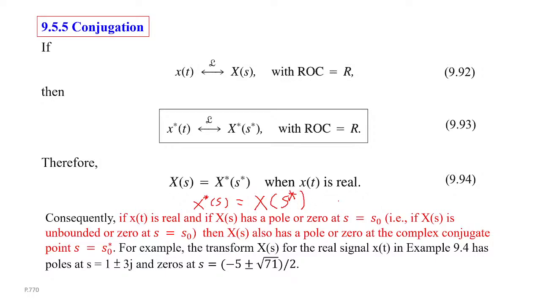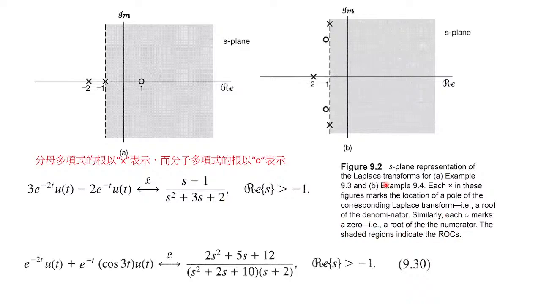Okay. And what does this mean? This means that all the poles and the zeros need to be complex conjugation pairs. Okay, yeah, sorry. And yeah, so here are some examples.